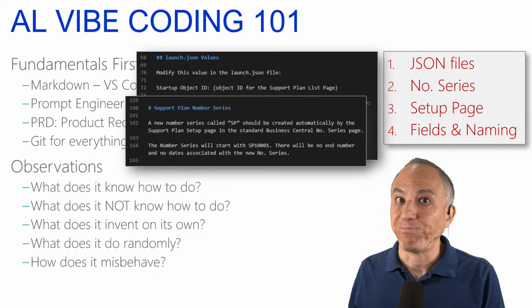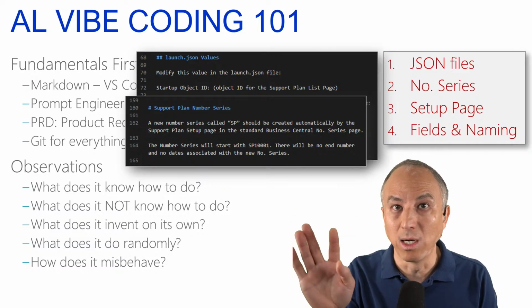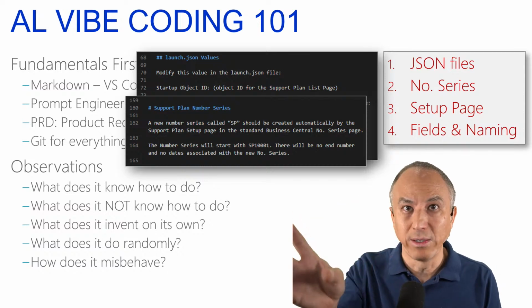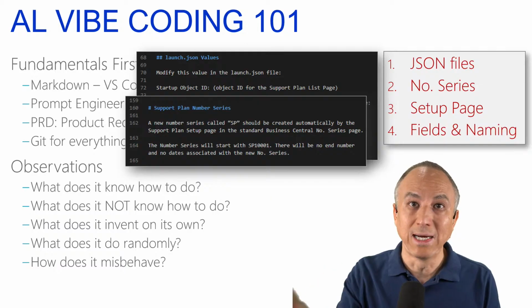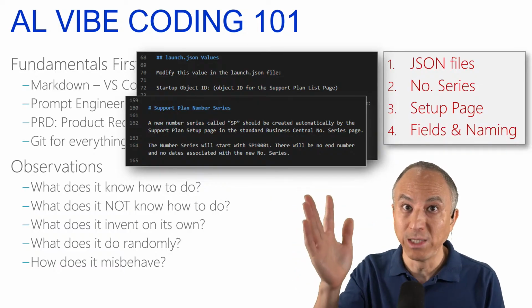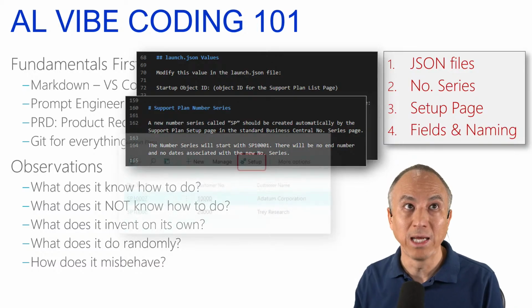Fields and naming. This seems to be the final frontier in terms of where it kind of goes haywire. Basically, the PRD is fine as far as I could tell, but it's just roll the dice, non-deterministic, whether you're going to get satisfactory results on fields, naming, and behavior.